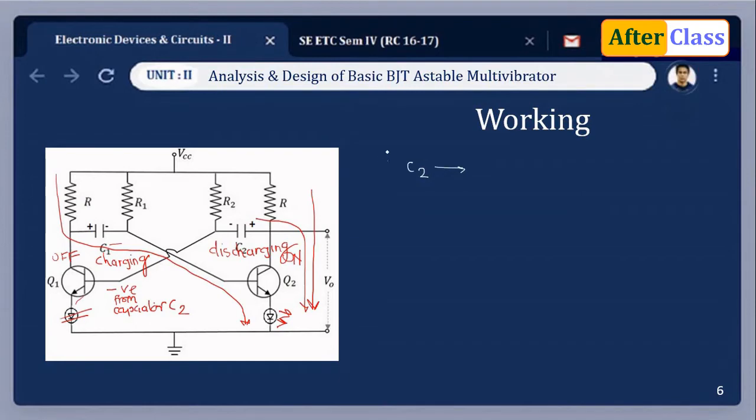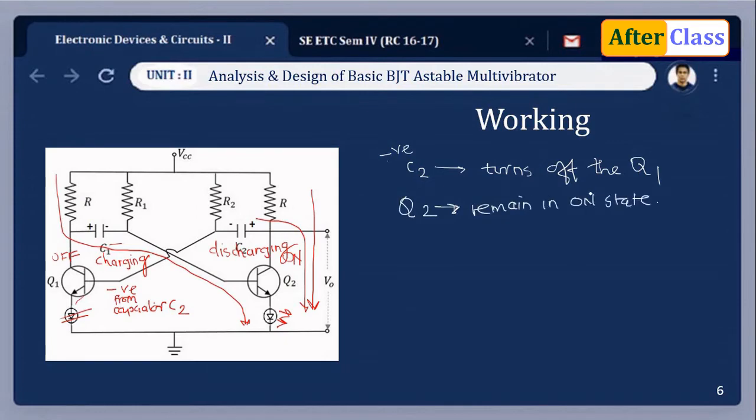So I can write here: negative voltage from capacitor C2 turns off the transistor Q1. Capacitor C1 starts charging from VCC through resistor R and the base emitter of transistor Q2. Thus the transistor Q2 remains in on state. So this is the condition for transistor Q2 to remain in on state.